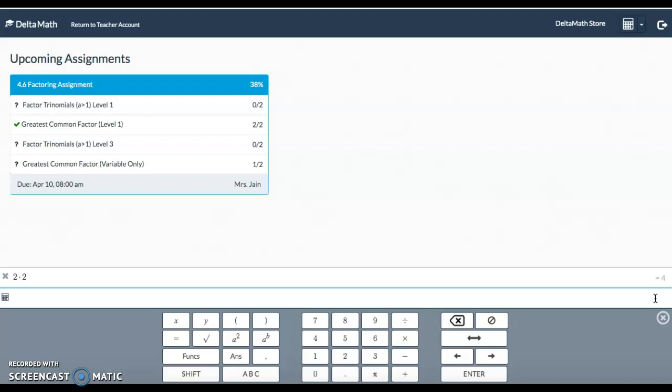So you are going to have assignments on DeltaMath. Get used to DeltaMath because we are going to use it a decent amount.